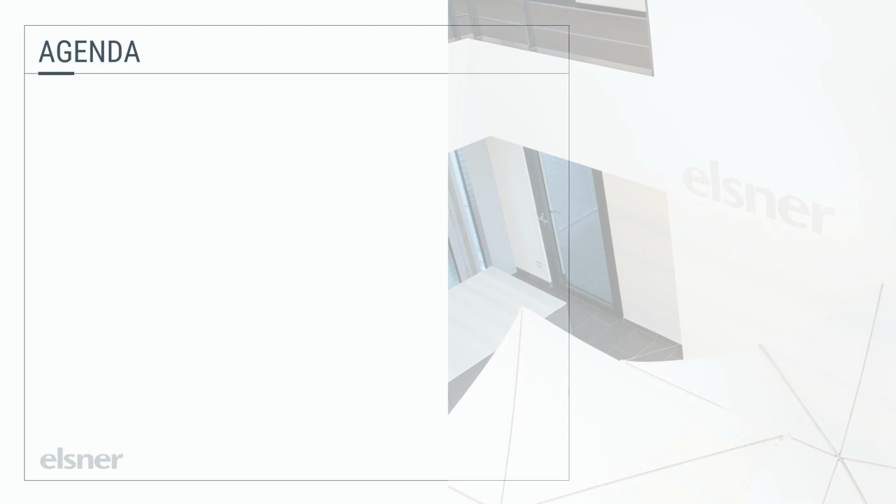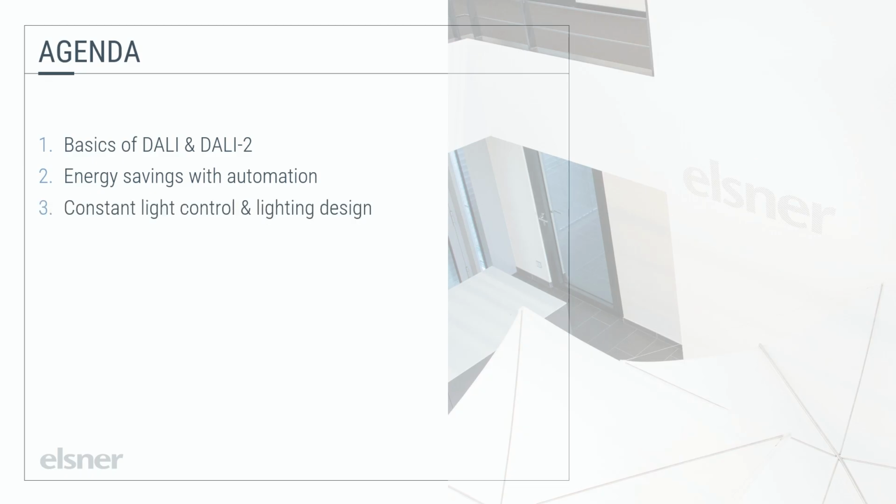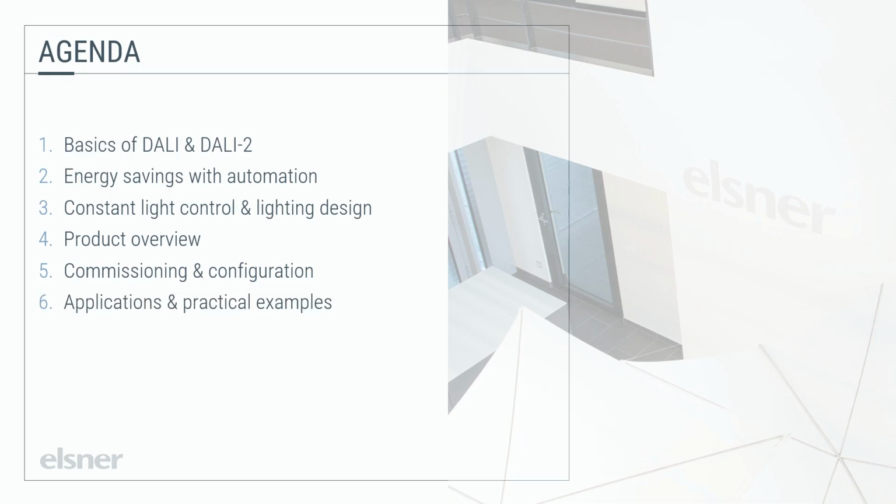Now let's take a look at our agenda. First, we will start with the basics of DALI and DALI 2. After that, we will look at energy saving with automation. We will move on to constant light control and lighting design. Next, we will give a product overview. Then we will look at commissioning and configuration of DALI. And after that, we will continue with application and practical examples. And finally, we will finish with troubleshooting in DALI.